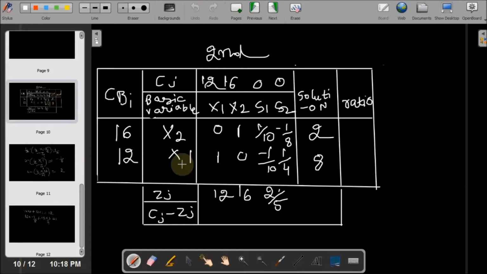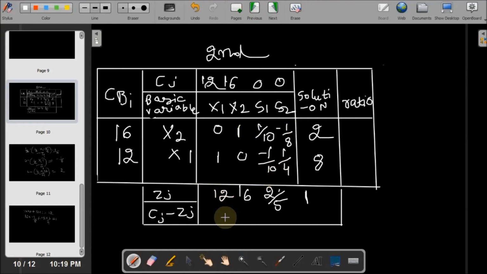So I will fill that. I've calculated for 2 values. You can solve for remaining values also, because I wrote it directly. So now Zj value I found out. You know that, right? So 16 into 0 plus 12 into 1. In the same way, 16 into 1 plus 12 into 0. 16 into 1 by 10 plus 12 into minus 1 by 10. In the same way, 16 into minus 1 by 8 plus 12 into 1 by 4. Like that. Right? Now, Cj minus Zj.